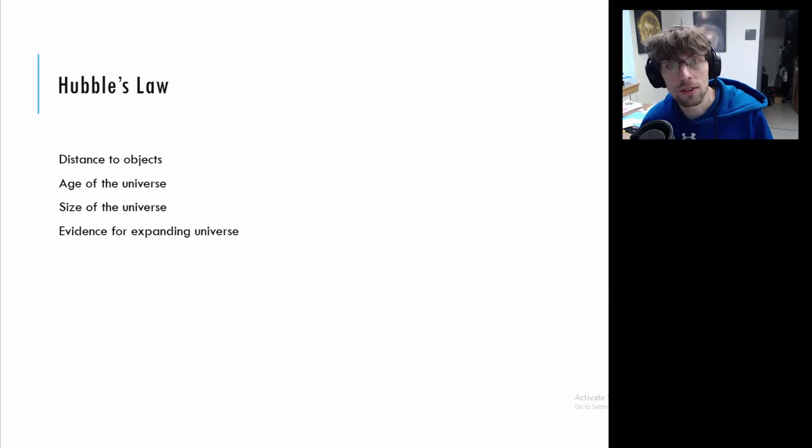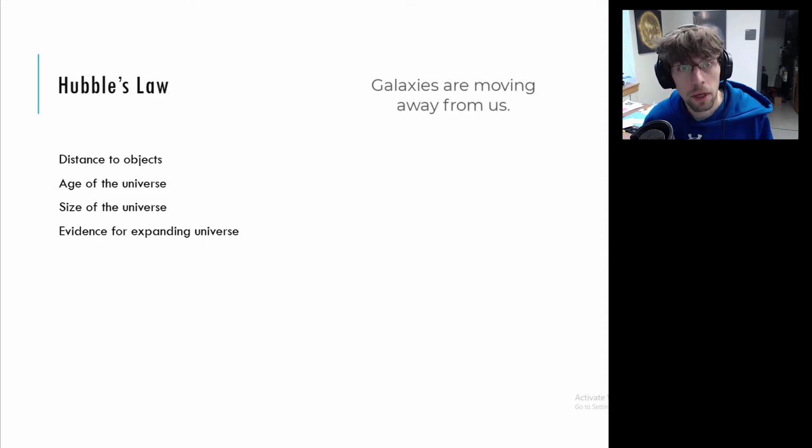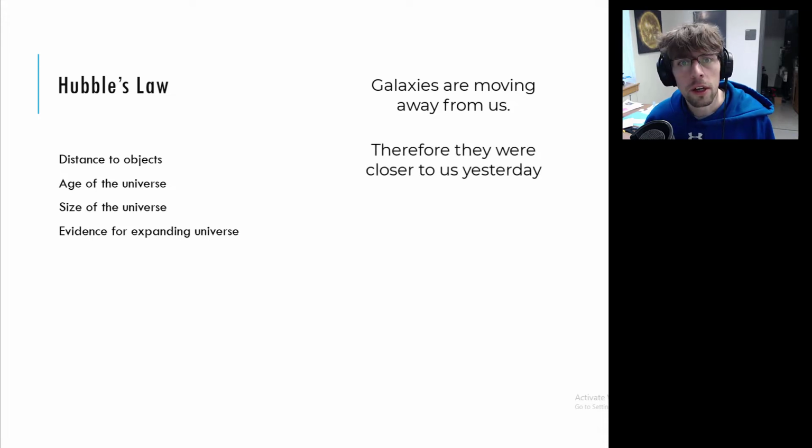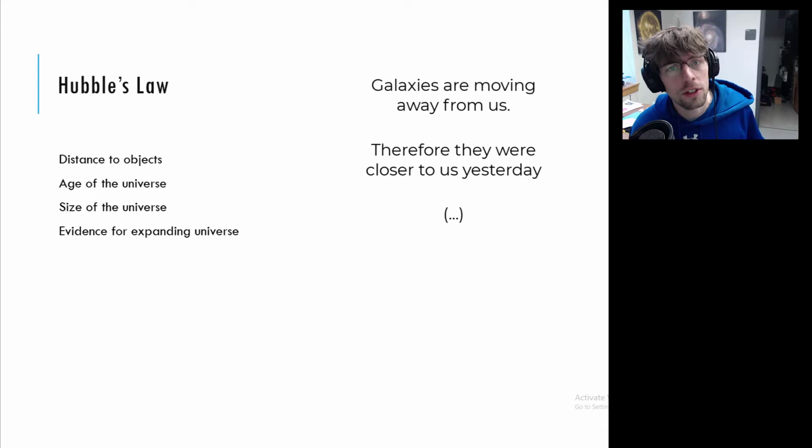And of course, Hubble's law gives us evidence that the universe is expanding. And that is really important if we rewind the clock. Here's an example. If galaxies are moving away from us today, by and large, that means that yesterday they were closer to us, which means 2 days ago, they were even closer to us. And 10 years ago, those galaxies were closer. And 100 years ago, they were even closer still. Well, why stop there? Let's go 1,000,000 years back and they were closer, or 1,000,000,000 years back, they're even closer to us. And you can see where this is going.